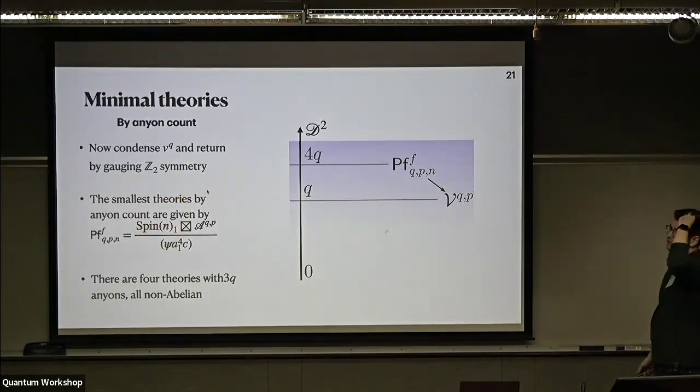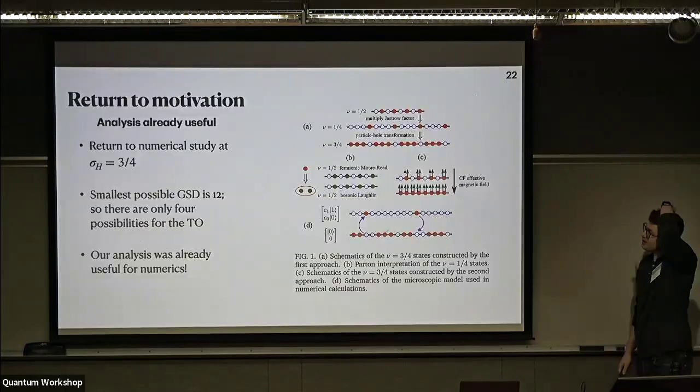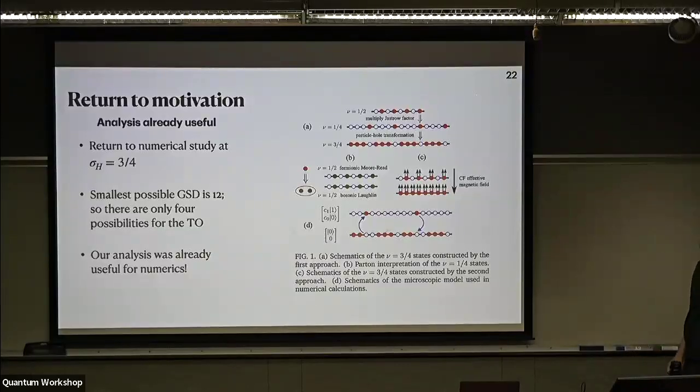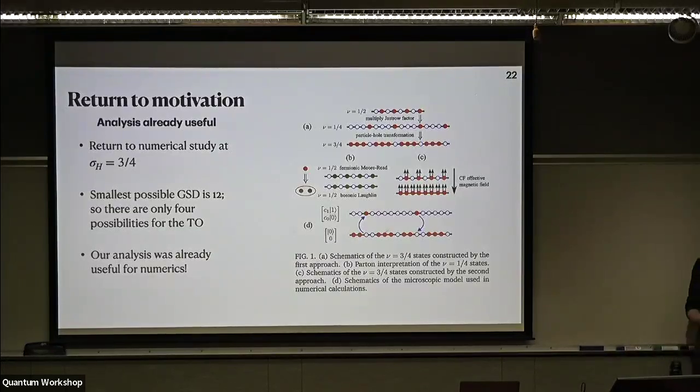I don't know if that's clear, but hopefully. Okay, so if we return to the numerical study, we were able to tell them that they found the smallest possible ground state degeneracy, smallest number of anyons, and we were able to tell them what the 4 possibilities are. So they can use chiral central charge or some other measurement to discriminate.